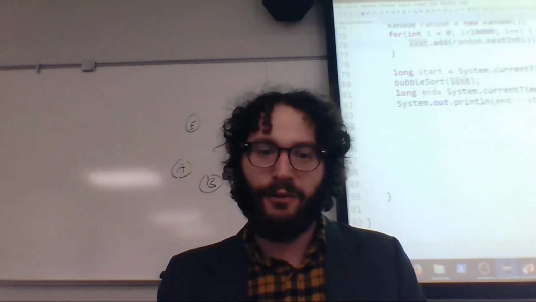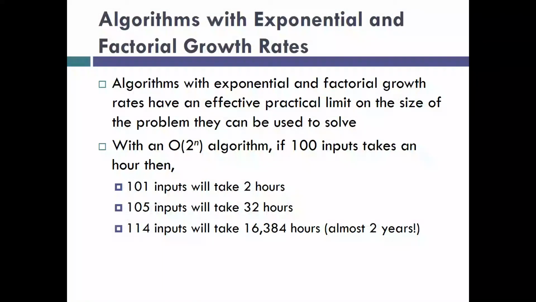Now, you may think that a factorial algorithm is terrible as a result, because a plain exponential isn't even as bad as that. If you have a 2 to the nth algorithm, and 100 inputs take an hour, then increasing the input size by 1 means it takes 2 hours. If you increase it by 5, that raises it by 32 times. And adding 14 items will take 16,384 hours, which is just shy of 2 years.